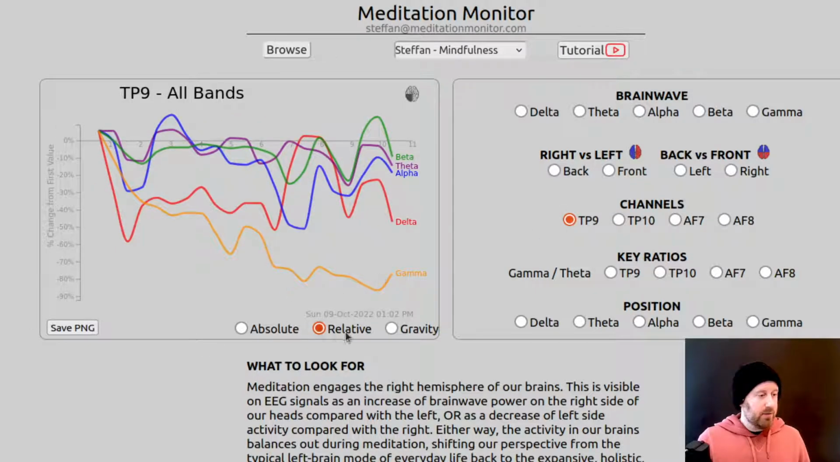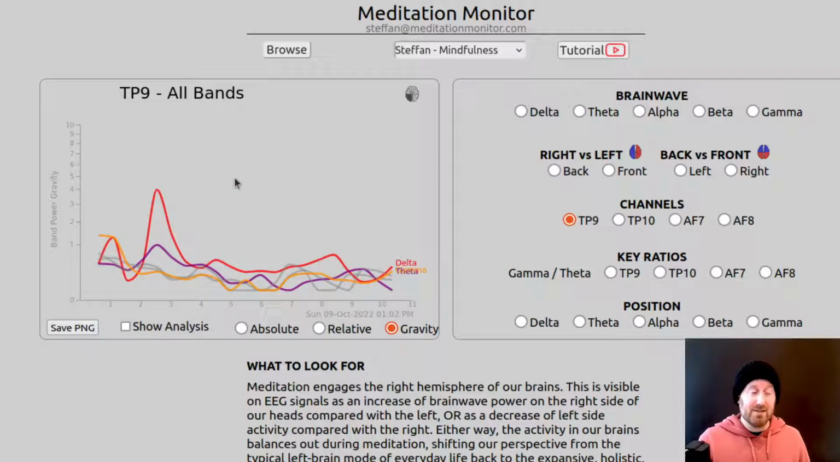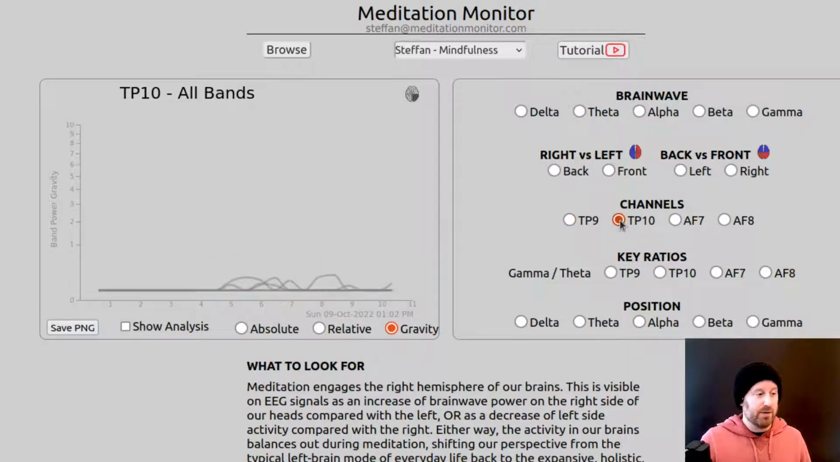Okay, so enough with the relative chart. Absolute and relative, I actually don't use very much. I recommend the gravity chart. This is very interesting, and this might take a bit more explanation. Before going into this, let's just review the position chart. I think it'll be easier to understand what this means if we look at the position charts first. So we'll come back to this. Well, first let's take a look at what the gravity chart looks like.